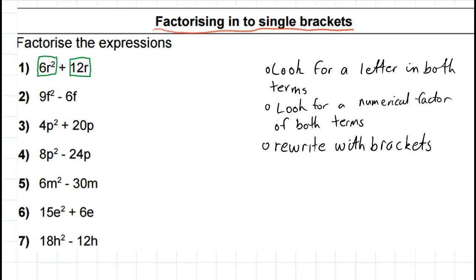Here I've got 6r squared and 12r. So my letter factor in both is going to be r, because r squared has r times r, and 12r is just r. So r is a factor of both.